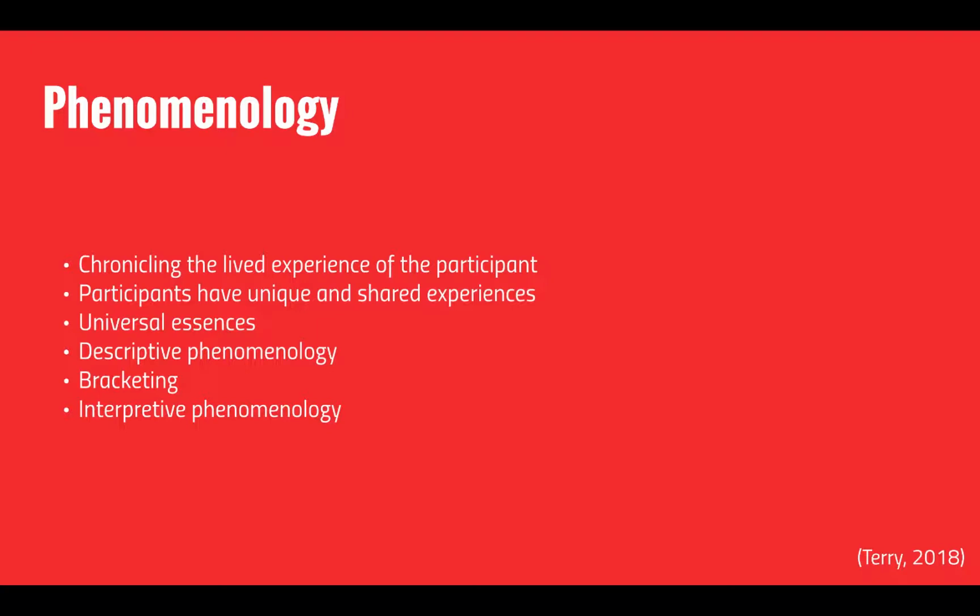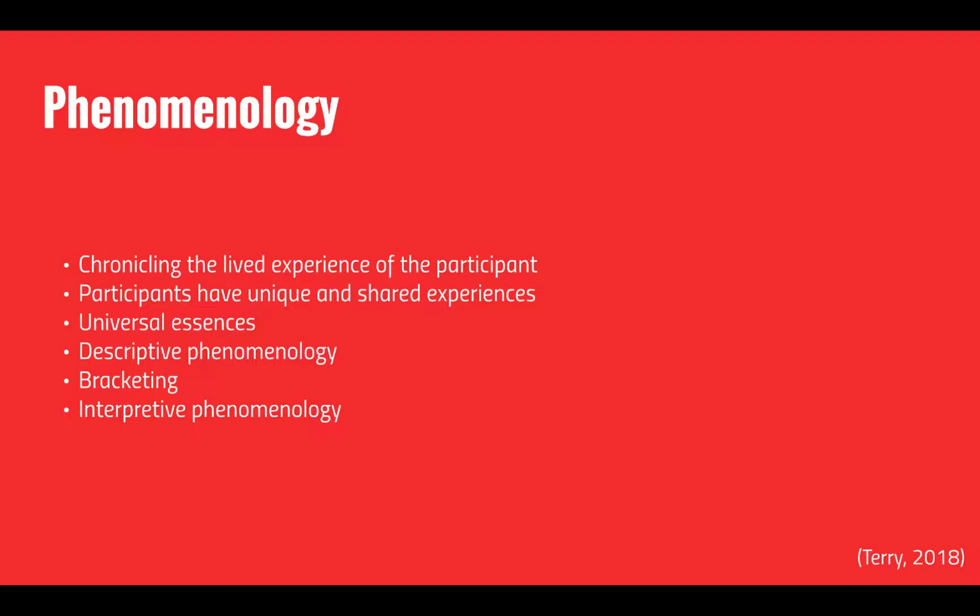Phenomenology is the next research design to review. This research design is interested in chronicling the lived experience of the participant and does this through in-depth interviews. Participants will not only have their own unique experiences and perceptions, but will also have shared experiences with others that have a similar lived experience. This common experience is known as universal essence. The researcher interprets the interviews to group the information into meaningful themes.